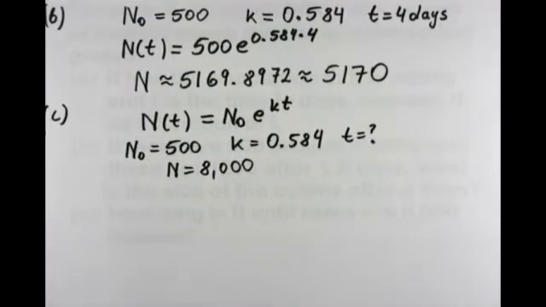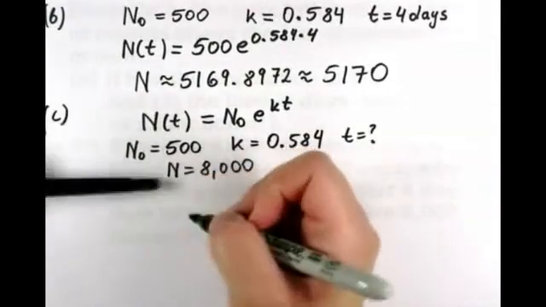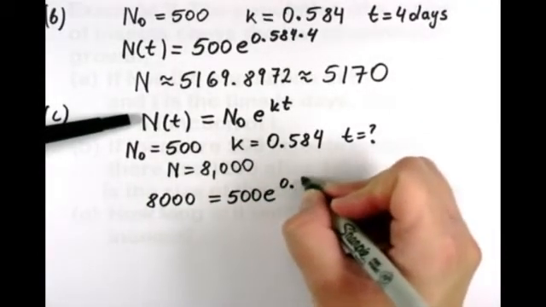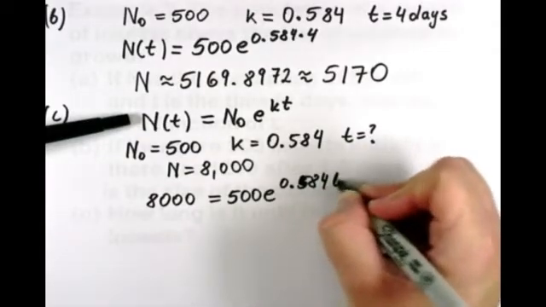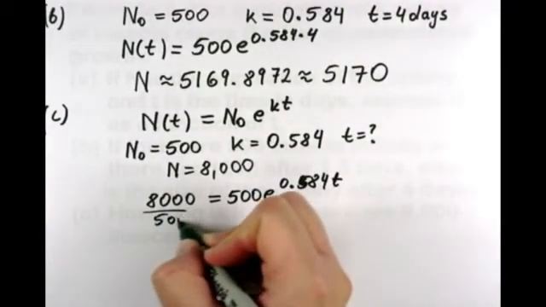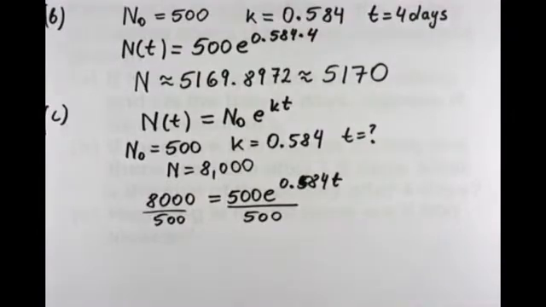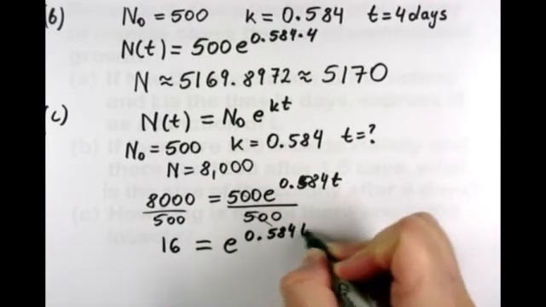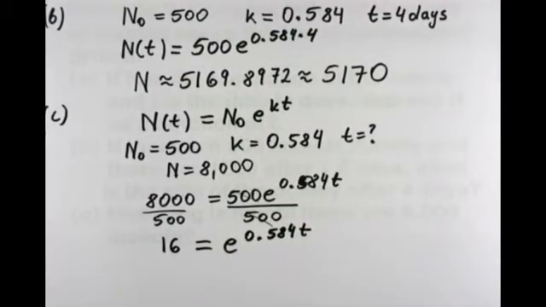Okay, so we can plug it into the equation. N at t or n is exactly the same. So we have 8,000 is equal to 500 e to the power 0.584 times t. We divide by 500 to cancel this. So we have 8,000 divided by 500 reduces to 16. So we have 16 is equal to e to the power 0.584 t. As before, we can take log, natural log.